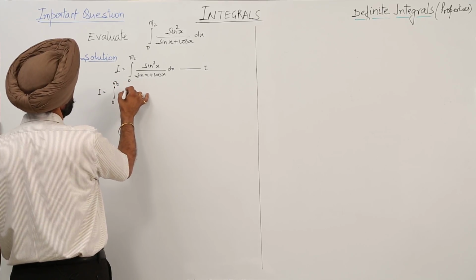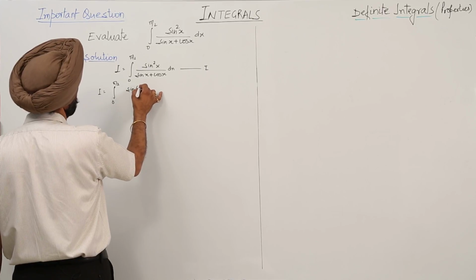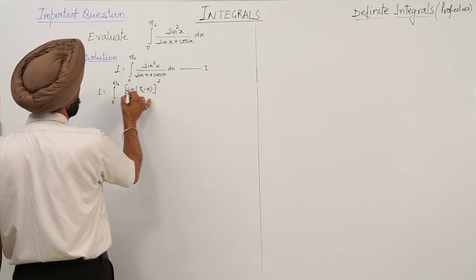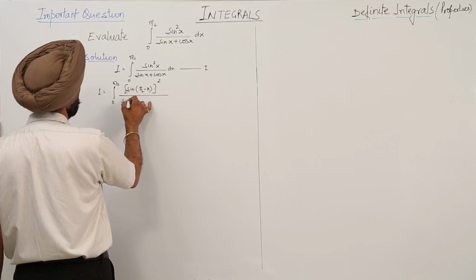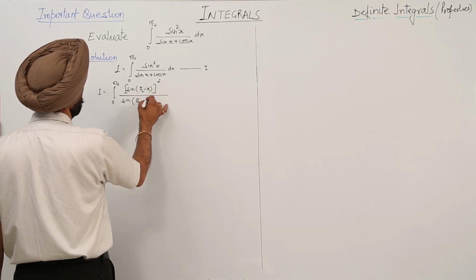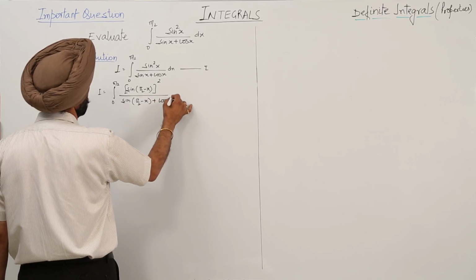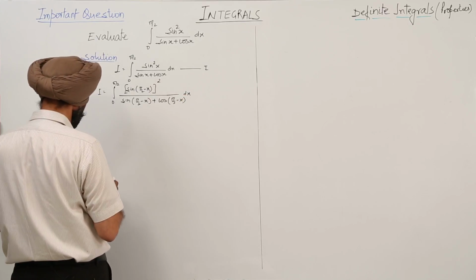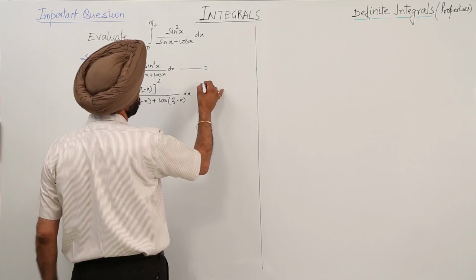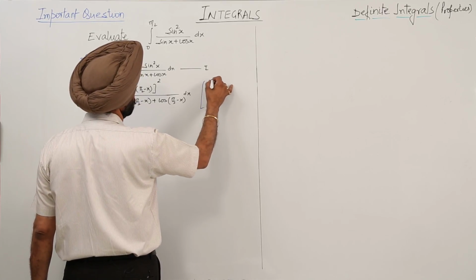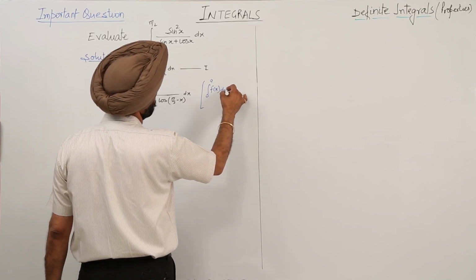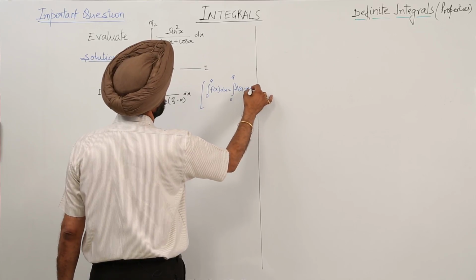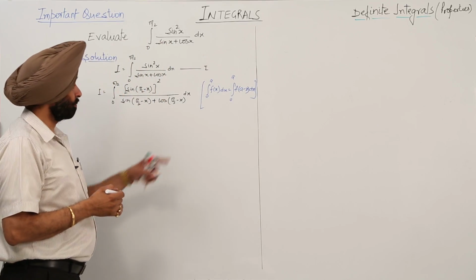Zero to pi by 2, sin square of pi by 2 minus x upon sin of pi by 2 minus x plus cos of pi by 2 minus x dx. Now we have used the property: integral 0 to a f(x) dx is equal to integral 0 to a f(a minus x) dx, using this property.